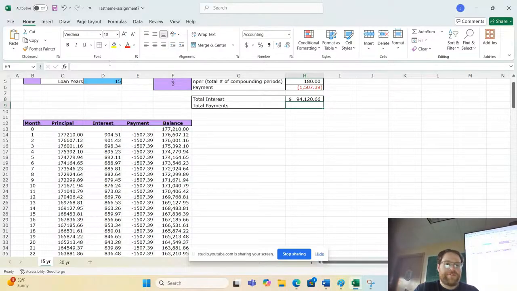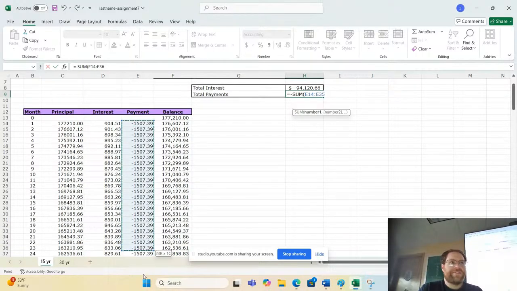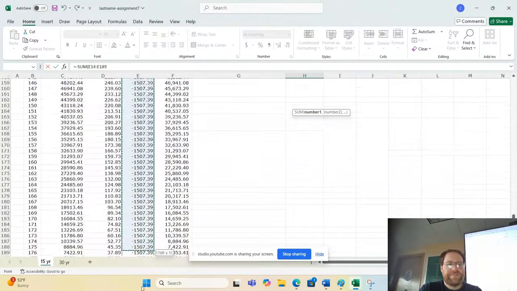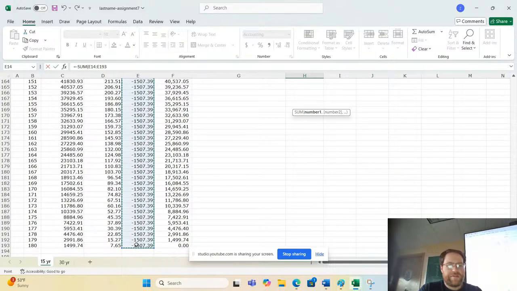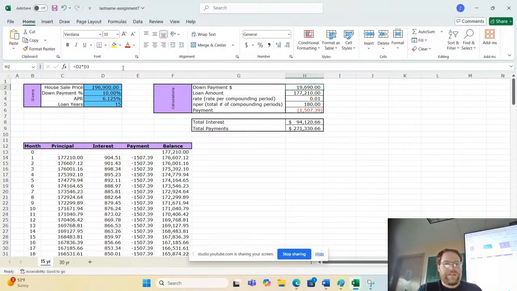And then total payments. The only thing you'll have to do, because all of these are negative here, a negative times a negative is a positive. So I'm just going to do equals negative of the sum of all of these payments. To give you the total payments then.